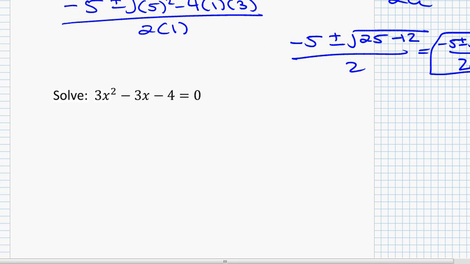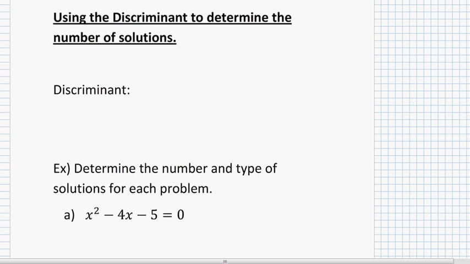I'm going to skip the next one for right now and just talk about the discriminant, which helps you to determine the number of solutions. The discriminant is a part of the quadratic formula. It's the b squared minus 4ac part. And basically there are 3 possible answers for the discriminant. The discriminant can be positive. B squared minus 4ac is greater than 0, which means you get 2 answers.